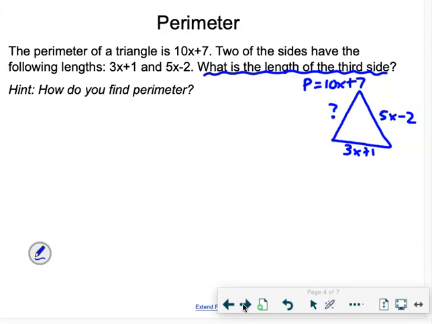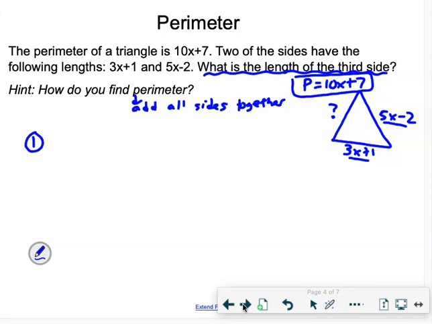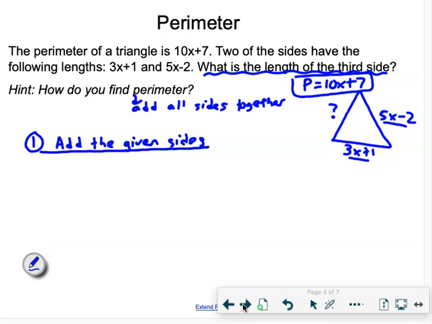Okay. How we find perimeter is we add up all 3 sides. So we add all sides together. So here's what we know. We know that the total is 10x plus 7, and we know 2 things that got us to that 10x plus 7. So remember, this had 2 steps when we did this. We're going to add the given sides first. Then we're going to have a subtracting step, okay, where we subtract from the total. So that'll be step 2. Step 2 is going to be subtract from the total.